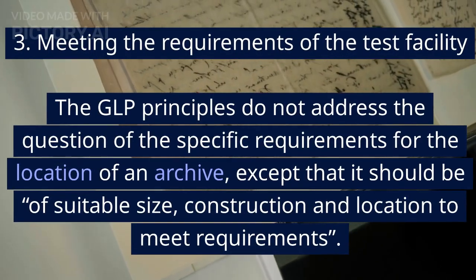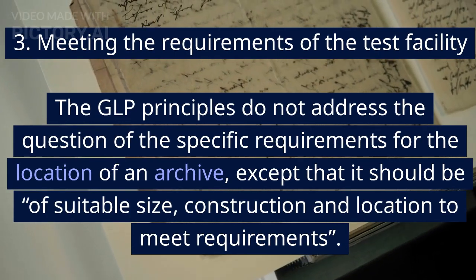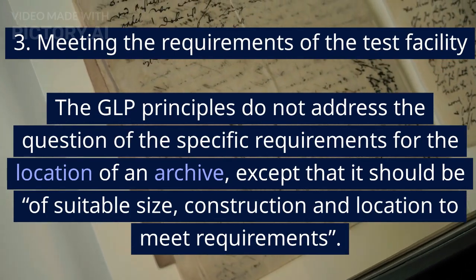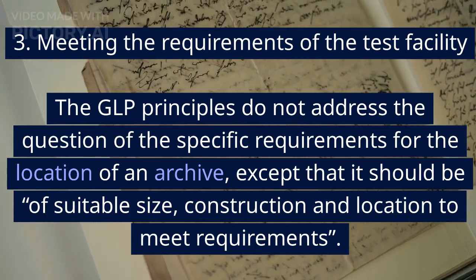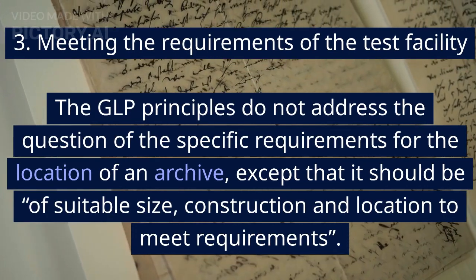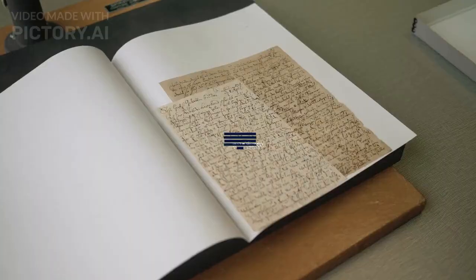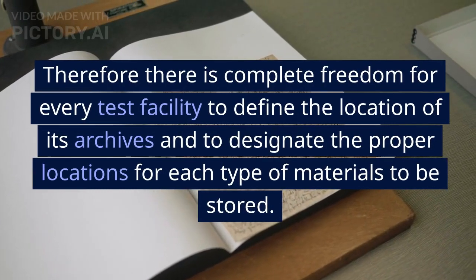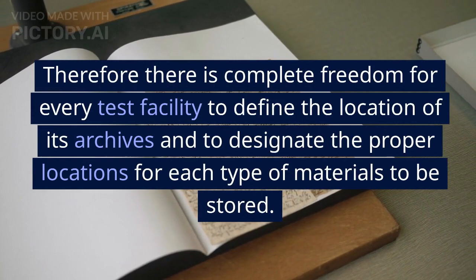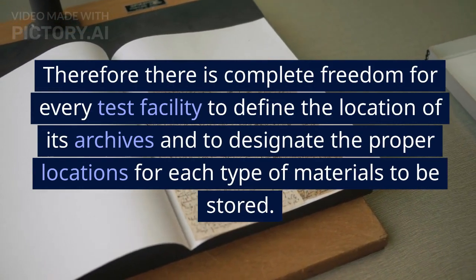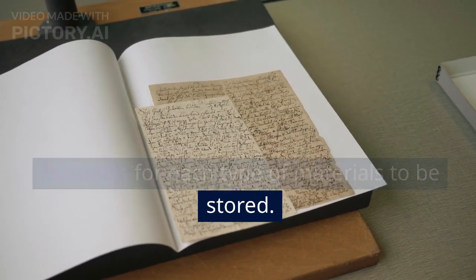3. Meeting the requirements of the test facility. The GLP principles do not address the question of the specific requirements for the location of an archive, except that it should be of suitable size, construction and location to meet requirements. Therefore, there is complete freedom for every test facility to define the location of its archives and to designate the proper locations for each type of materials to be stored.